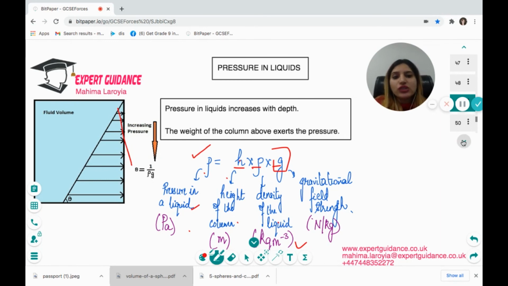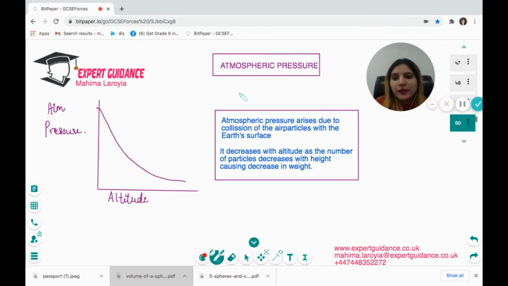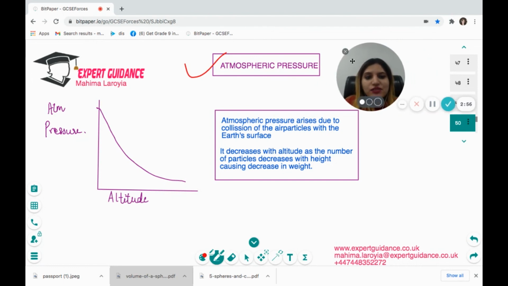Depending on if it's not given to you, you can use any of this value. Now we have something called atmospheric pressure. Atmospheric pressure arises due to the collision of the air particles on the Earth's surface, and it decreases with altitude as the number of particles decreases with height, causing a decrease in weight. So if you look at the graph here, the atmospheric pressure goes down with the altitude.